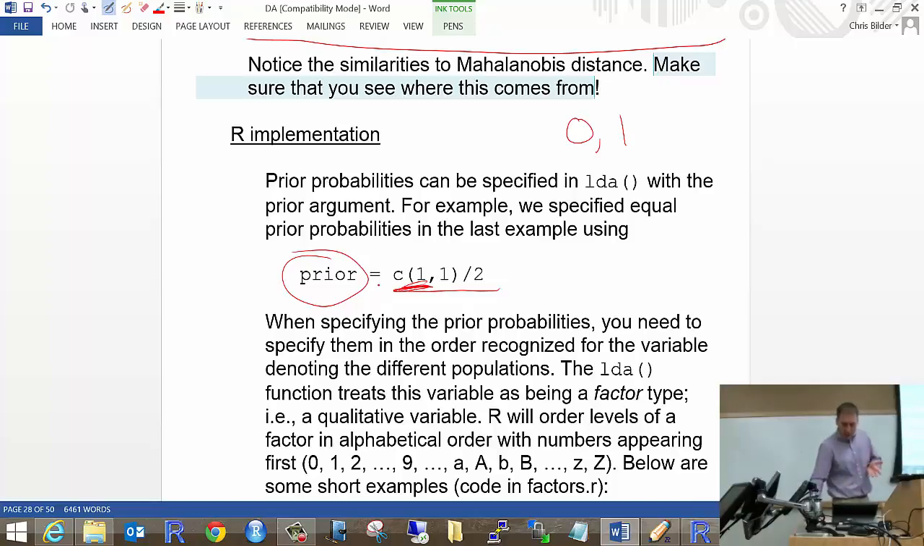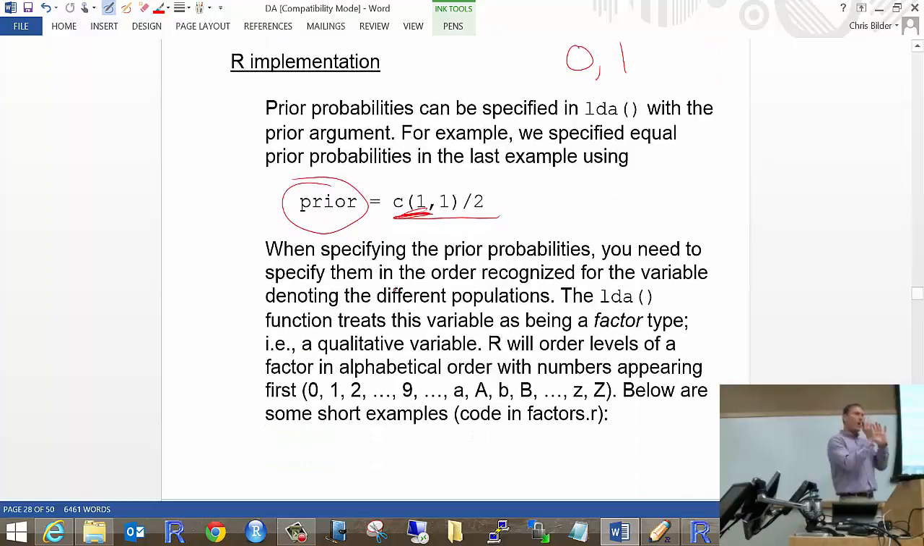Simply, what R does is look at the variable you're using in LDA to determine what the populations are. It transforms it to a factor, which means even if it's a numerically measured variable like 0 and 1, it essentially puts quotes around 0 and around 1 to transform it to a character, or in R's terminology, a factor. And then R orders the different levels of your factor. And this is how it does the ordering.